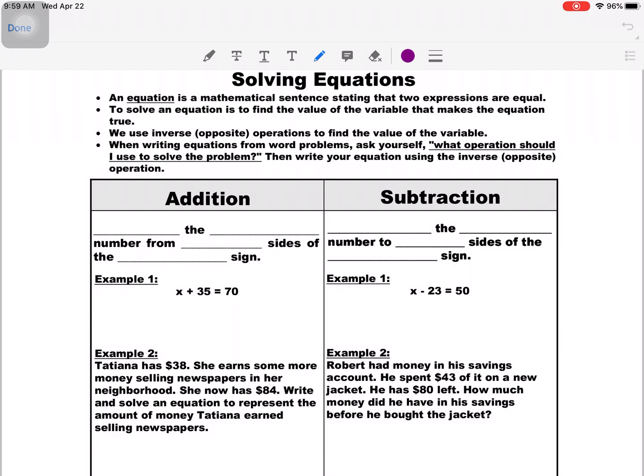An equation is a mathematical sentence stating that two expressions are equal. To solve an equation is to find the value of the variable that makes the equation true. We use inverse or opposite operations to find the value of the variable. And when we're writing equations from word problems, we ask ourselves, what operation should I use to solve the problem? Then we write our equation using the inverse operation.